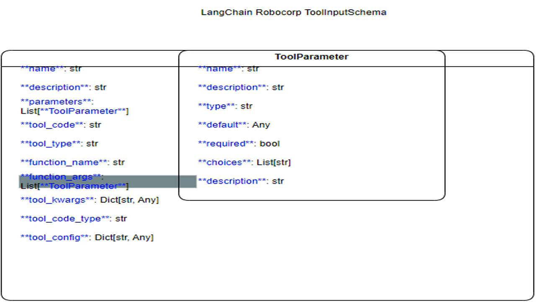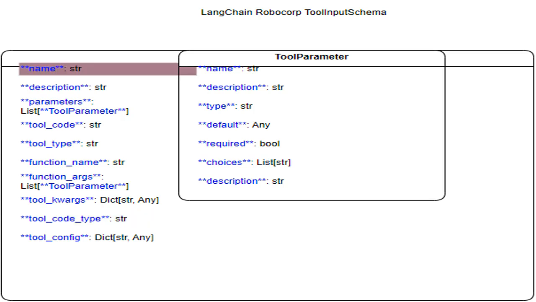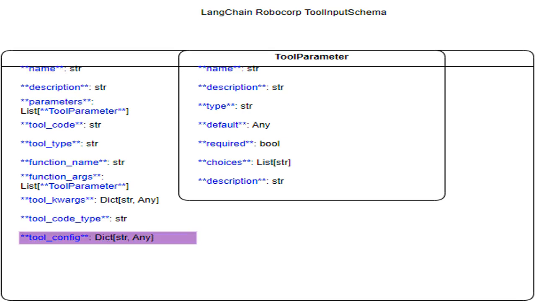Function args, List of tool parameter: a list of parameters passed to the tool's function. Tool kwargs, Dict[str, Any]: any additional keyword arguments for the tool's function. Tool code type, str: the type of the tool code, e.g., Python, JavaScript. Tool config, Dict[str, Any]: any configuration settings for the tool.